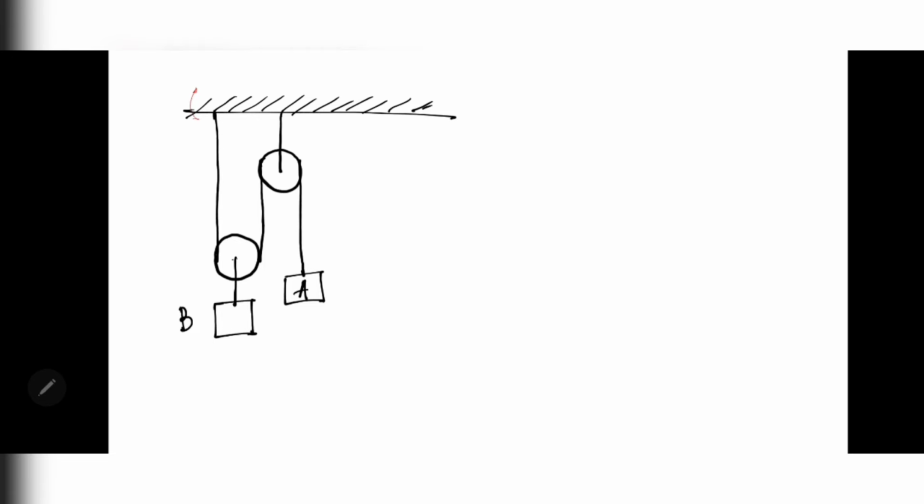Next problem. Here the mass of block A is twice the block B. We have to find out the acceleration of A in terms of gravitational acceleration, and here neglect the mass of pulleys shown in the figure. Neglect the mass of the pulleys. So the free body diagram of this system is like that.